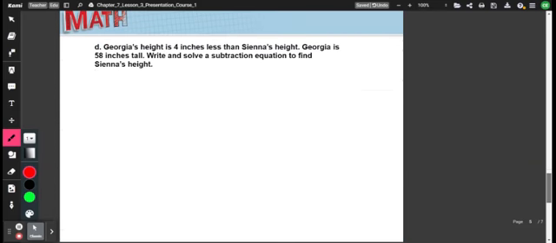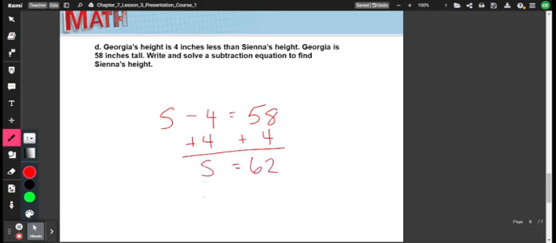Letter D, Georgia's height is 4 inches less, so minus 4, than Sienna's height. Sienna is 58 inches tall, so we're going to put 58 over here. We are trying to find Sienna's height. To find Sienna's height, we're going to add 4 to both sides, because she's 4 inches taller than Georgia, which then will give us 62, which equals S. So again, if we do 62 minus 4, that will give us 58.